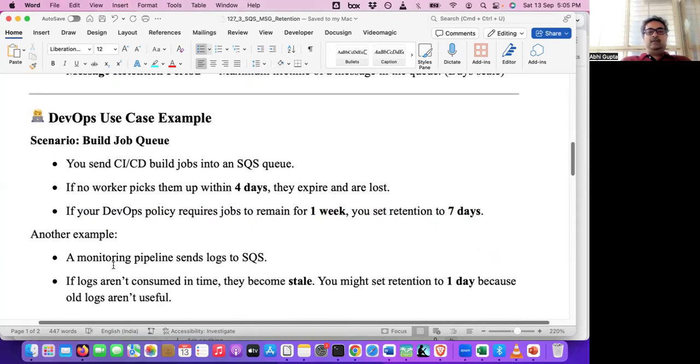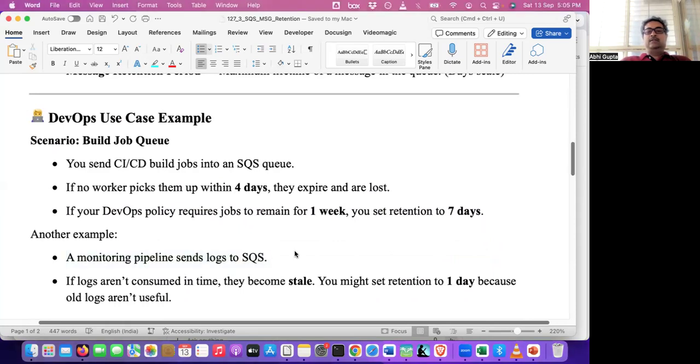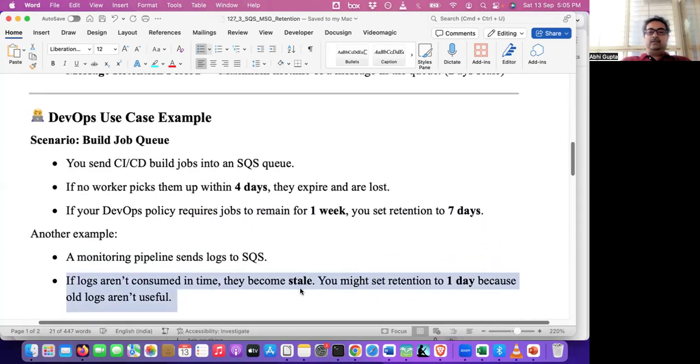permanently. Another example can be a monitoring pipeline that sends logs to SQS. If logs aren't consumed in time, they become stale. That old log is not helpful, so you might set retention to 1 day because old logs aren't useful.